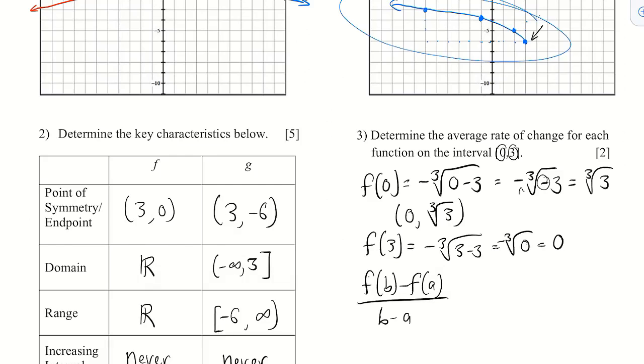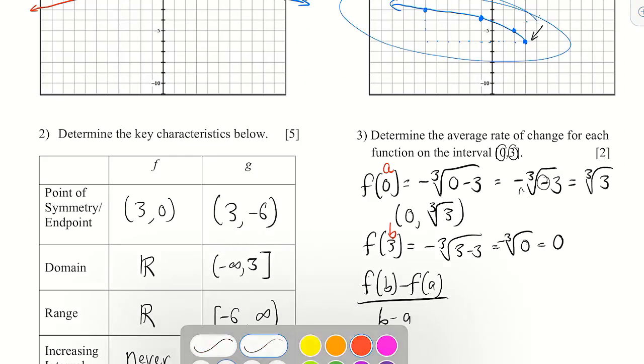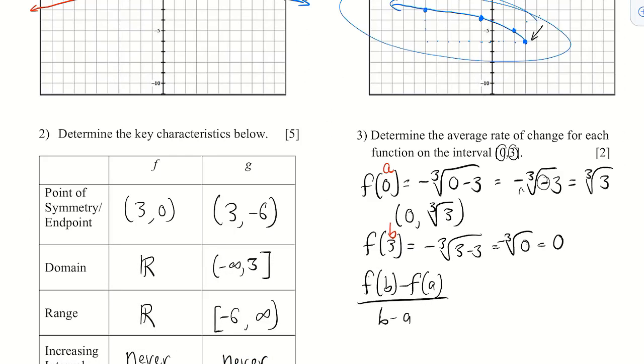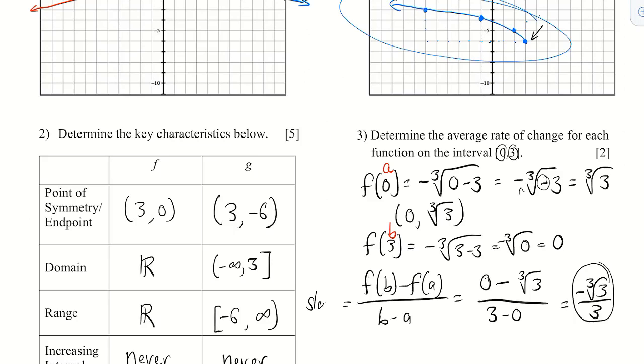So in this case, we're going to let a be 0, b be 3. So I'm going to say f of b, which is actually going to be 0, minus, in this case, cube root of 3, over b minus a. So b in this case was 3, over 0. So we're going to get the value negative cube root of 3 over 3. And we can actually just keep it in that form. We don't even need to simplify it any further. So that is going to be the average rate of change, also known as slope.